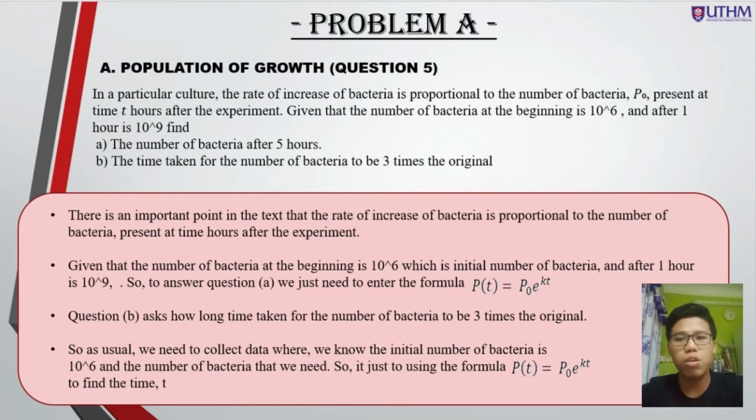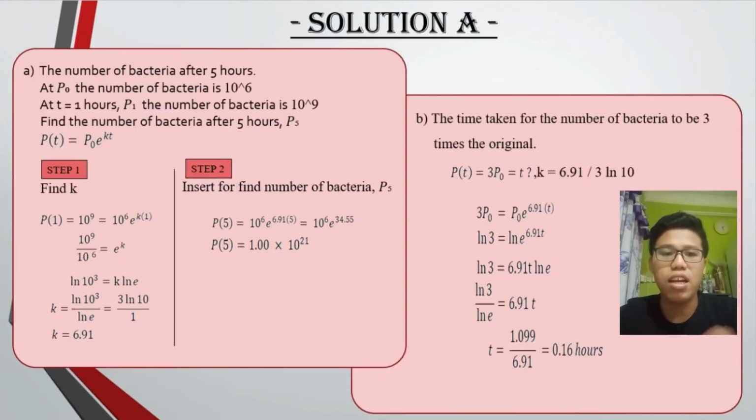Okay, so as usual, we need to collect the data, where we know the initial number of bacteria is 10^6. The number of bacteria that we need is 10^9, which is after 1 hour, and we use the k we get from question A. Then just insert and use the formula P(t) = P0 e^(kt) to find t. Okay, from the solution of question A.